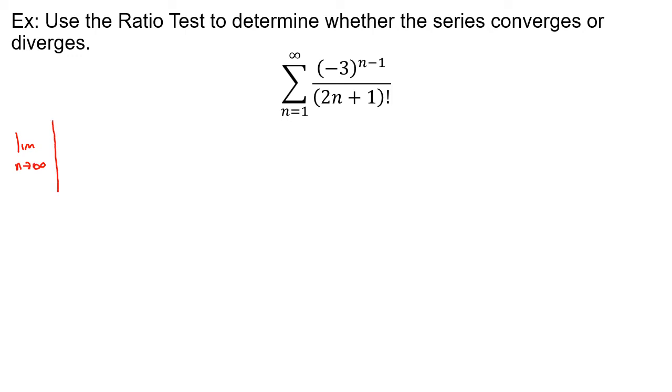Notice also here, I don't have negative 1 to a power. I have negative 3 to a power. And so that negative 3 to a power, I'm going to actually use inside my ratio test. If it was negative 1 to a power, that would just be 1, and multiplying by 1 doesn't change anything. But multiplying by 3 will. And so in the denominator, I'll have negative 3 to the n minus 1 over 2n plus 1 factorial.